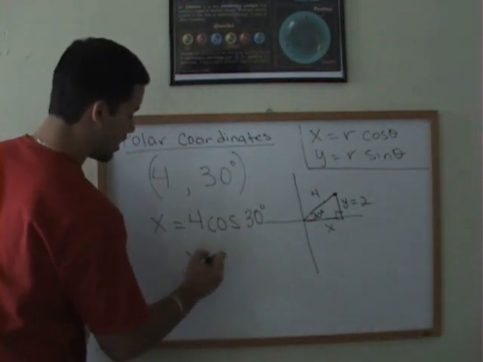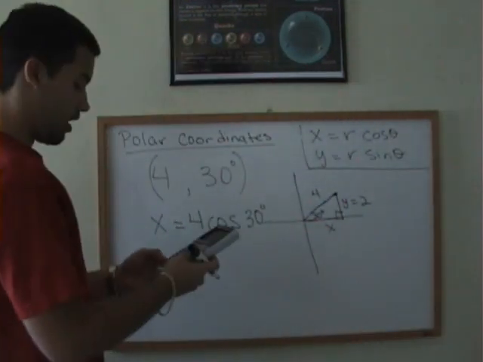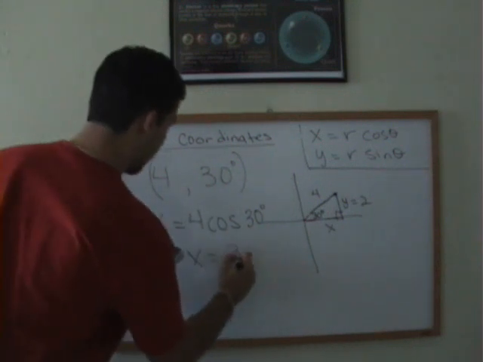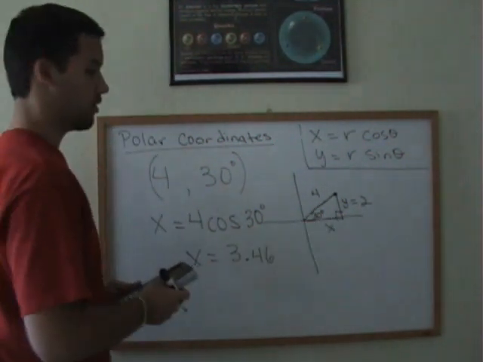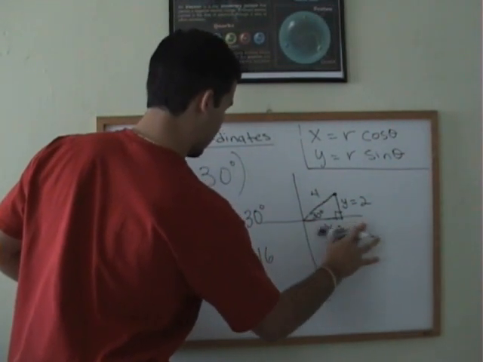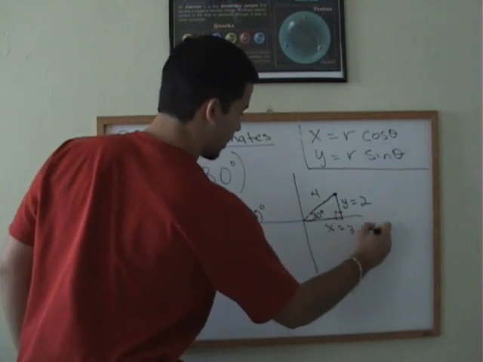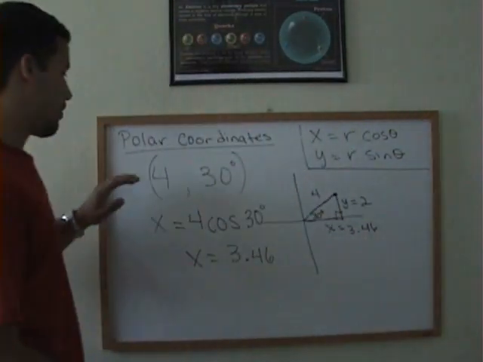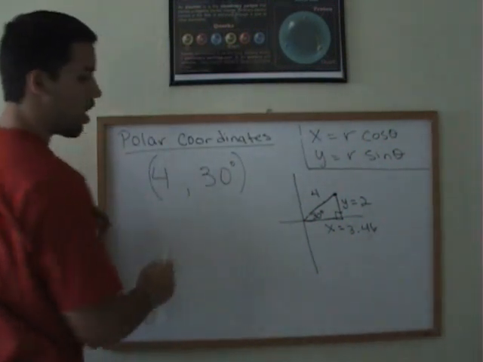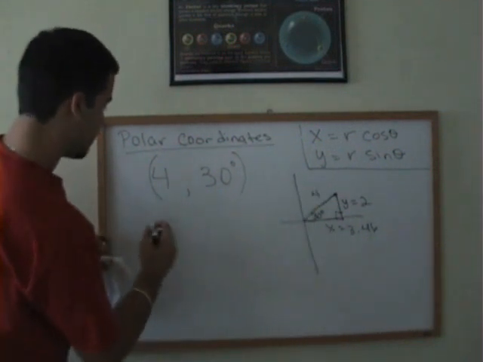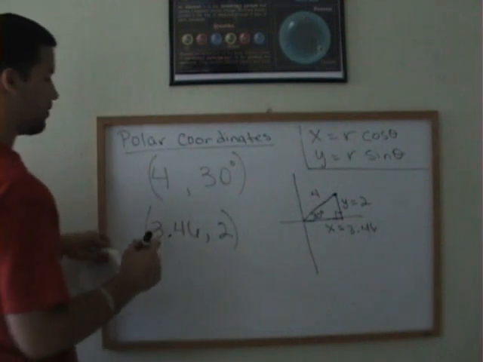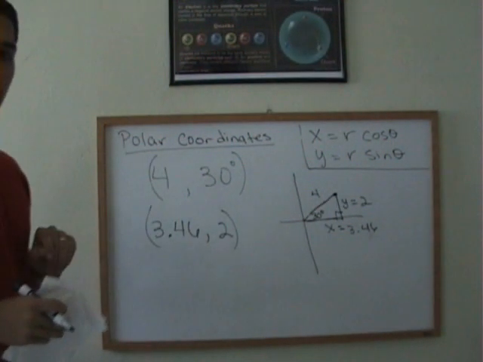Okay, so again, x is equal to, you come to the calculator, and you do 4 cosine of 30 degrees, and you get 3.464, and so on and so forth. 3.46. So there we have it. Our polar coordinate is 4, 30 degrees, and our rectangular coordinate is 3.46, 2. Okay, so this is polar coordinate, this is rectangular coordinate.